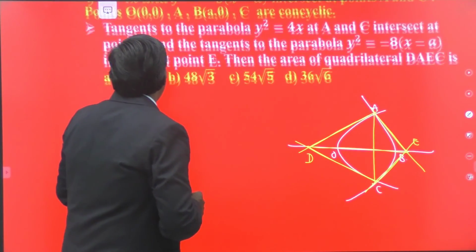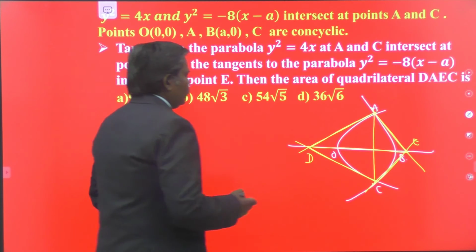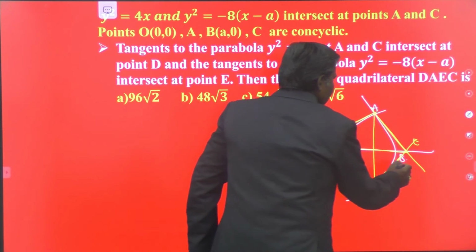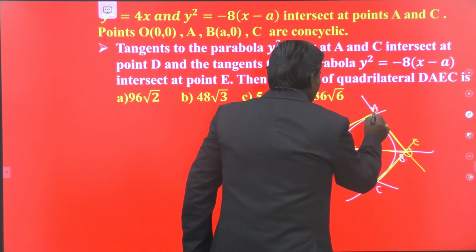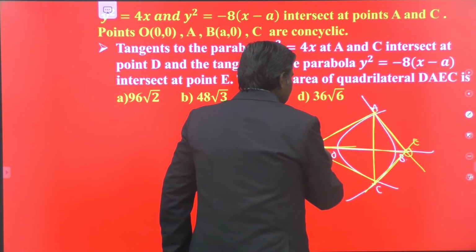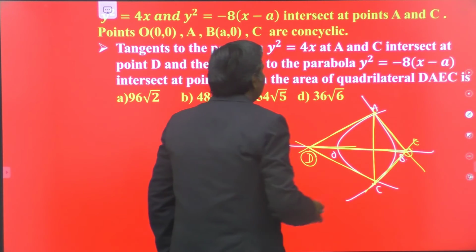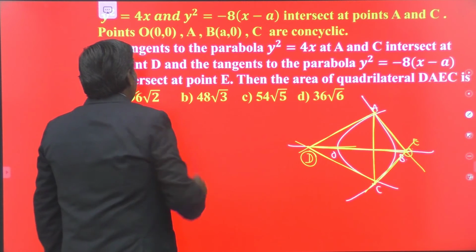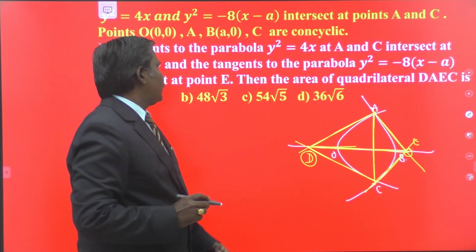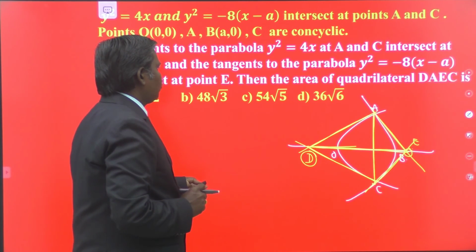Okay. For that, if you find the values of D and E, you can write the area of that quadrilateral as half of AC into DE. So you can track in this manner, we get one of the options. You have 96 times root 2, you will get that answer. Okay.